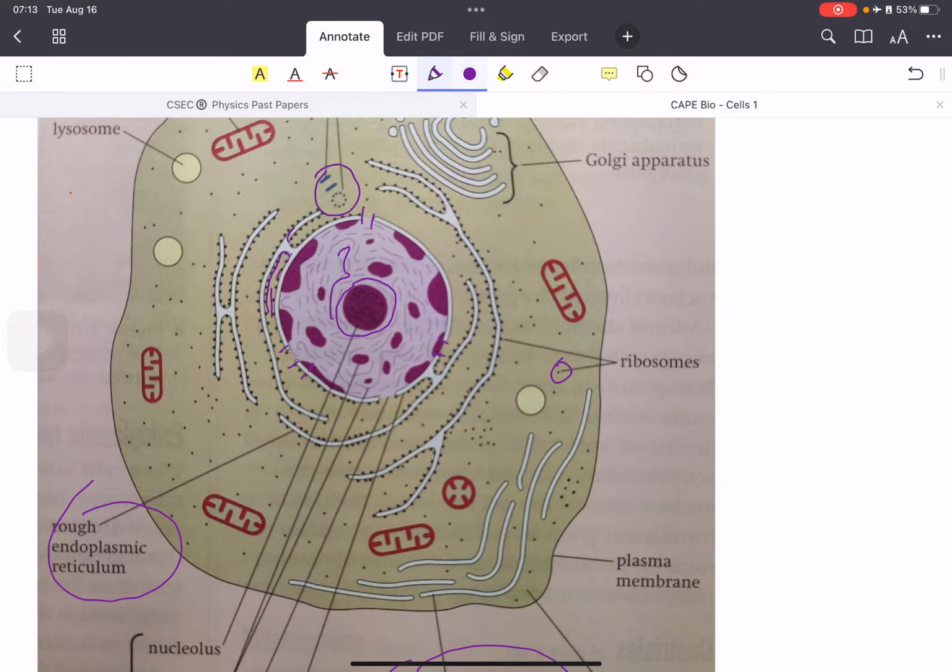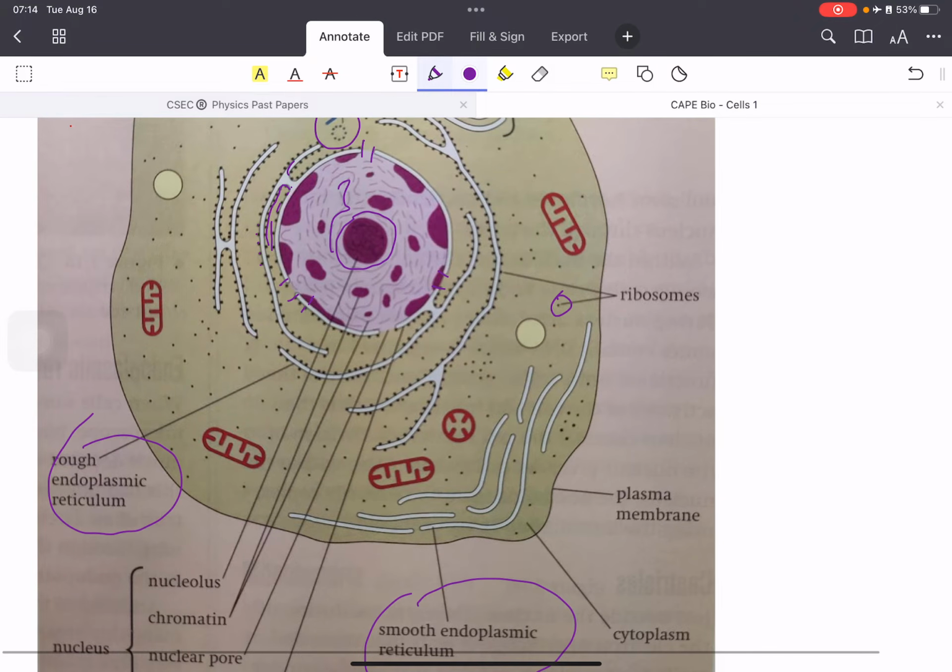All right, but the proteins are synthesized by the ribosomes. The ribosomes make them, and then they are sent into the endoplasmic reticulum. So the endoplasmic reticulum is like a tube and actually carries them and transports them to other parts of the cell. Okay.